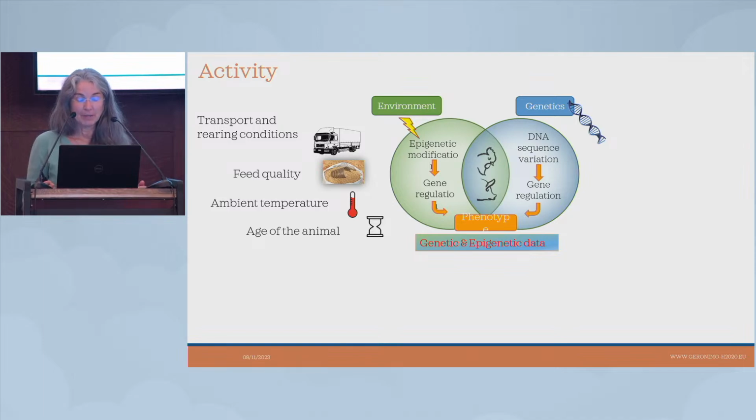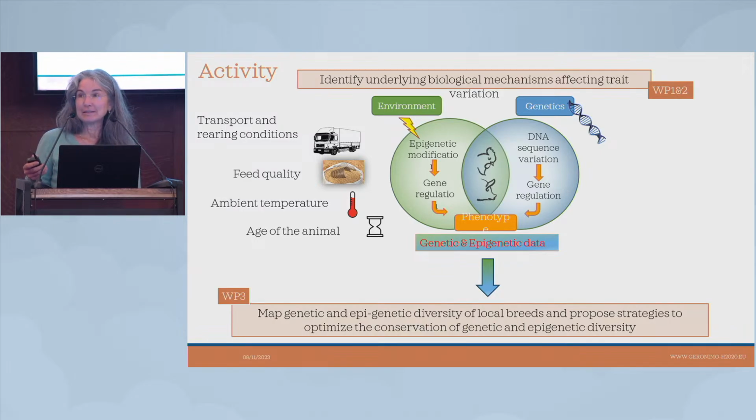to try to better understand the components contributing to phenotypic variation. So the project, of course, will lead to the generation of a large set of genetic and epigenetic data. And with this, the main aim of work packages 1 and 2 is really to identify underlying biological mechanisms affecting trait variation, and work package 3 is to map genetic and epigenetic diversity in local breeds and propose strategies to optimize the conservation of genetic and epigenetic diversity.